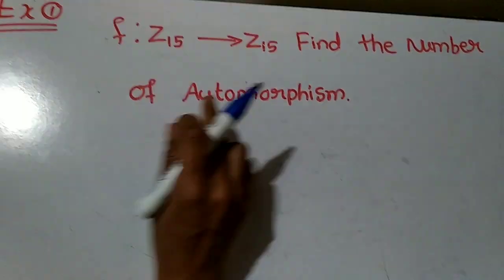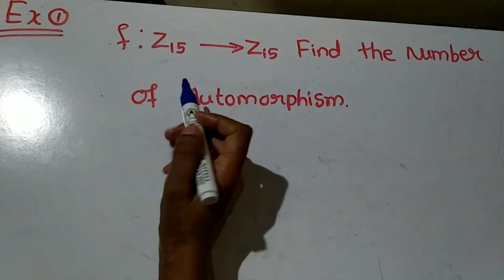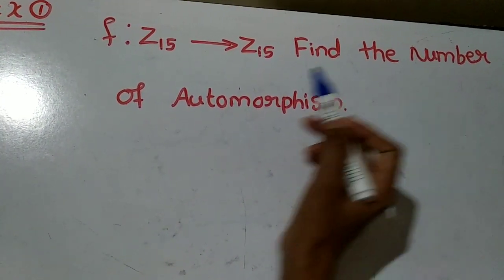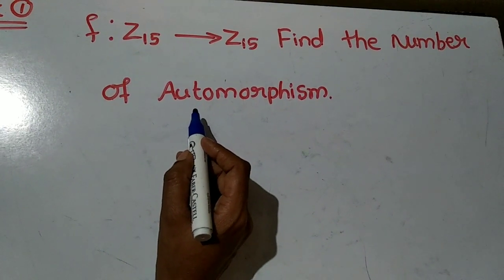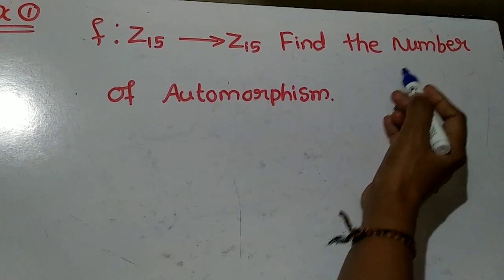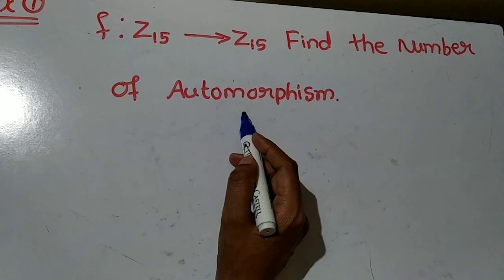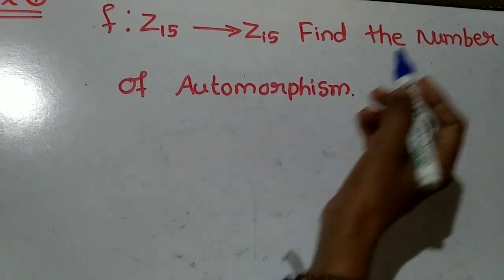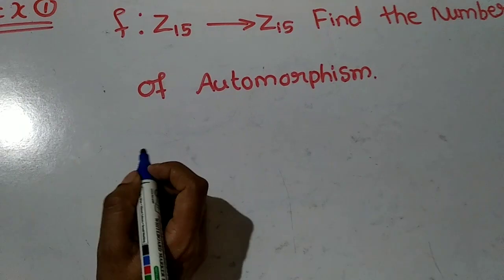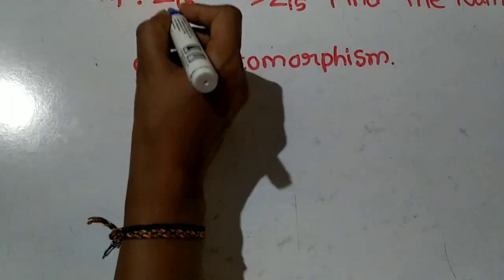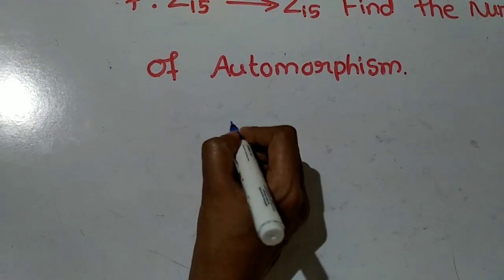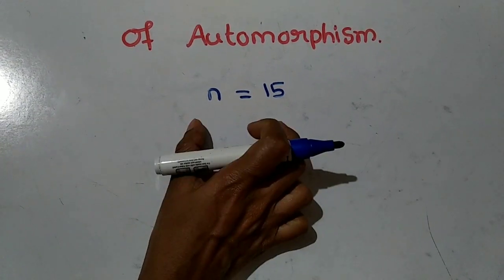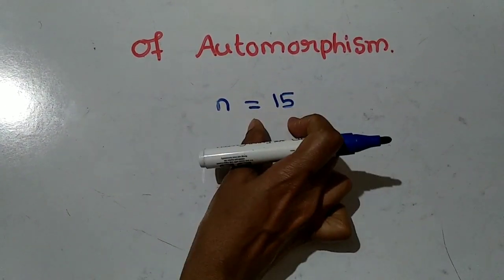Let me take an example. First example, let me read the question first. The function is from Z15 to Z15. Find the number of automorphisms. They are asking us to find the number of automorphisms. We know the formula: with the help of the Euler function formula, we can find this number of automorphisms. In the first step, first write the given set here. Here our n is 15. So this is the first step, we first write this n.